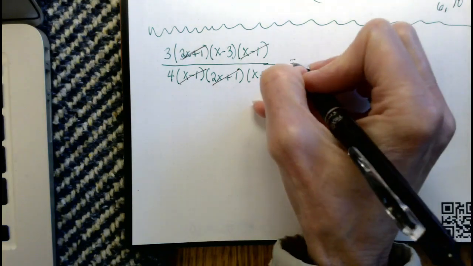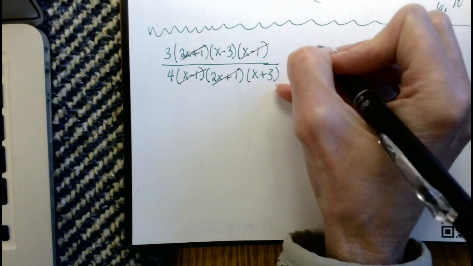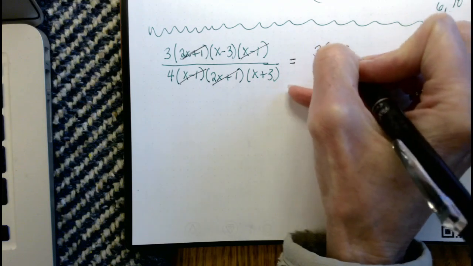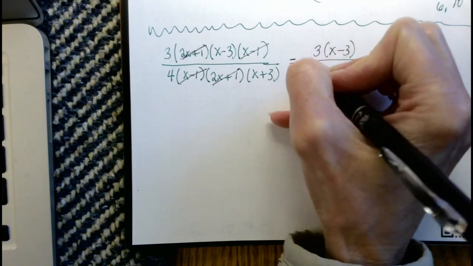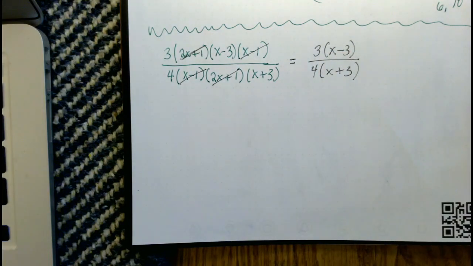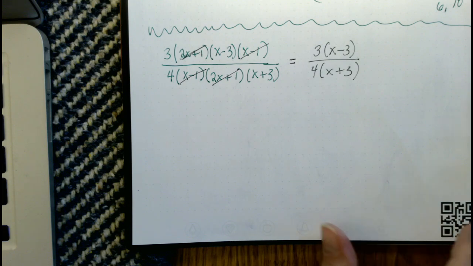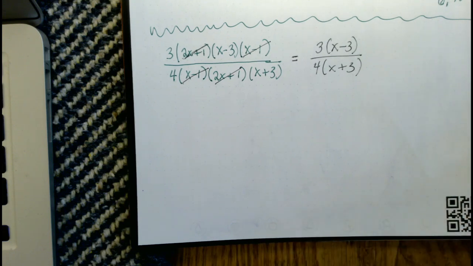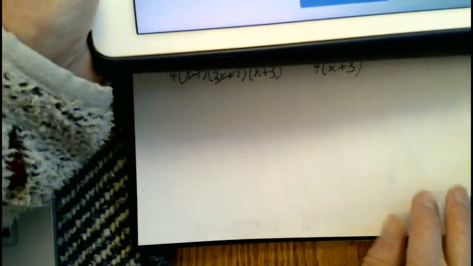So technically, if we were working out this problem, we would end up with 3 times x minus 3 over 4 times x plus 3. But that's not part of the problem here. So step 3 is where he made the wrong answer. But what I want to look at is this last part here, which are the excluded values.